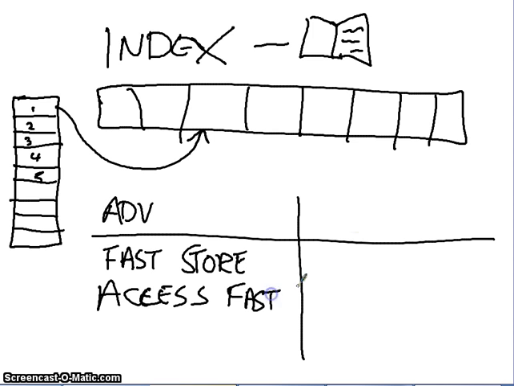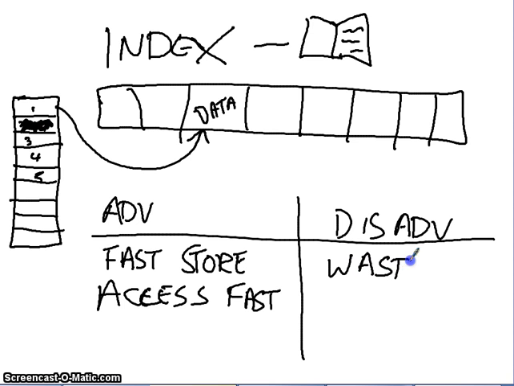Now, the disadvantage is that when I want to delete something, it doesn't actually delete. What it does is it just takes it out of the index. So the data is still here, so this is still data. All I've done is taken the reference to the index out. So again, it is a wasteful solution, because I'm taking that out, but I've left the data there.